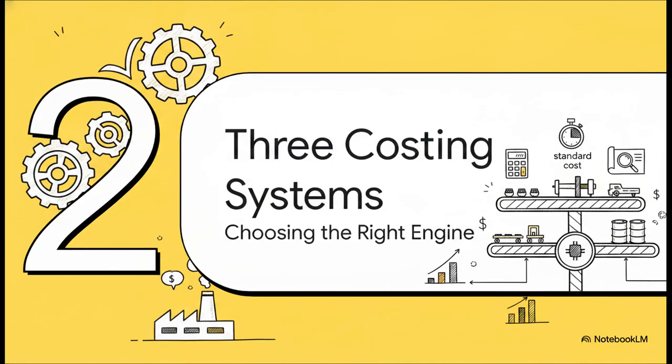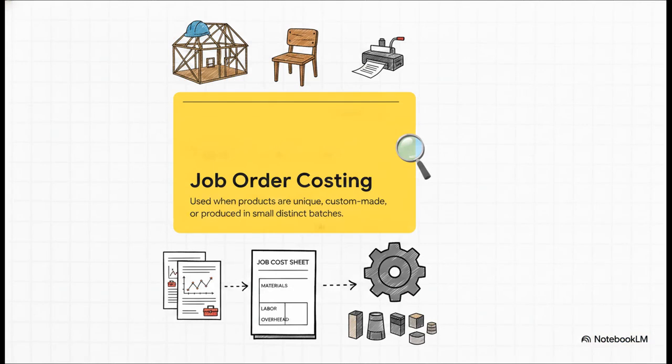Moving right along to Section 2, the 3 costing systems, also known as choosing the right engine. So, as advisors or managers, we have to understand these distinct systems because, well, they serve completely different manufacturing environments. The first engine you can choose is called job order costing. You're going to use this when your products are unique, custom-made, or produced in really small, distinct batches. Think of construction companies, custom furniture builders, print shops, or even professional services. In this world, costs aren't accumulated by the week or the month, they are tracked specifically per job, right there on a job cost sheet.